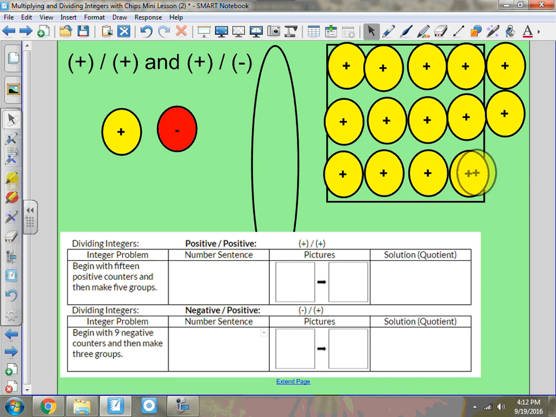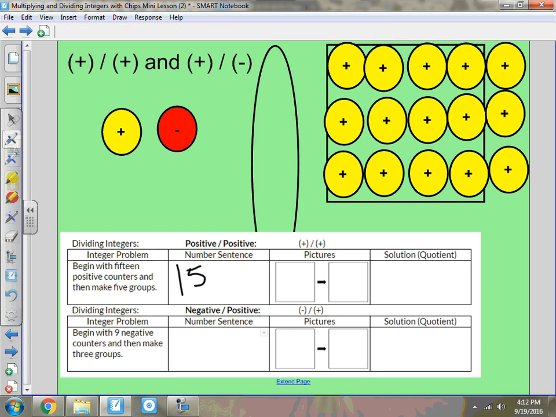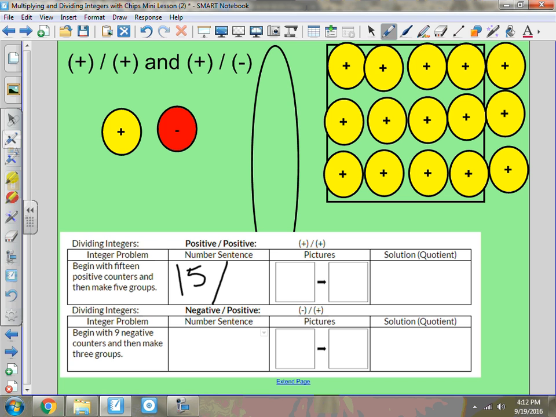It says I'm beginning with 15 positive counters, and then I'm making 5 groups. When we're making groups, that's a key word for dividing. So I'm going to start with 15 divided by 5. Both are positive. Now I'm going to show that in my picture on the left-hand box. I'm going to draw out the 15 circles I've already brought over. So I've got 15 yellow circles. They're running together, but we know that there's 15 there.